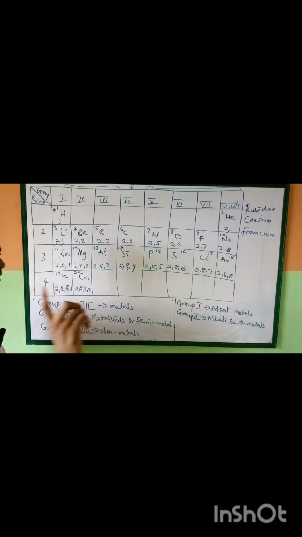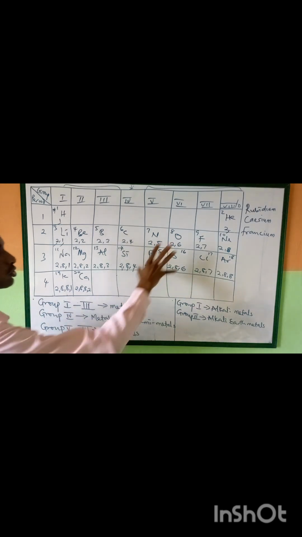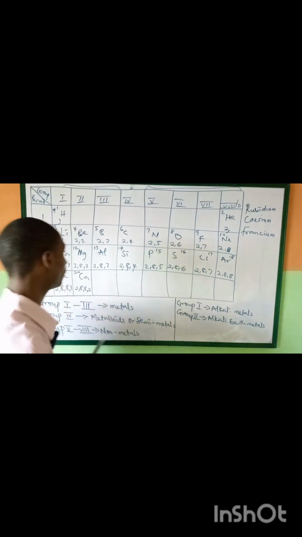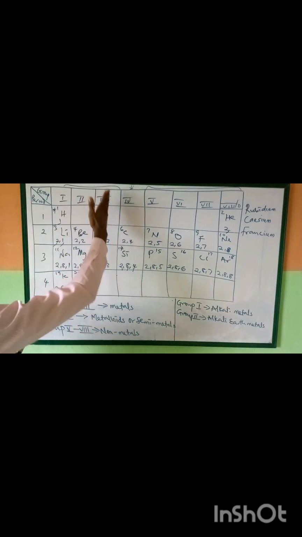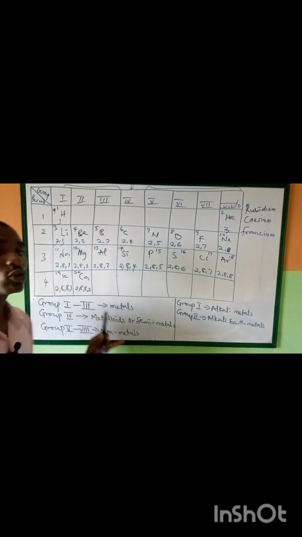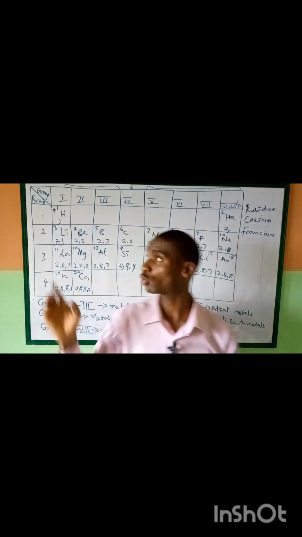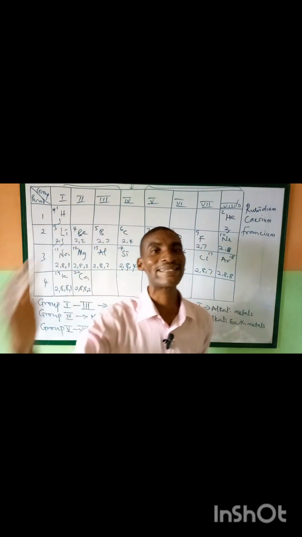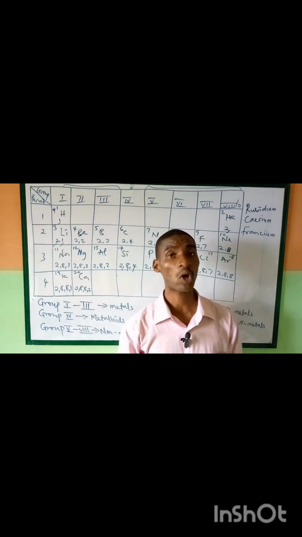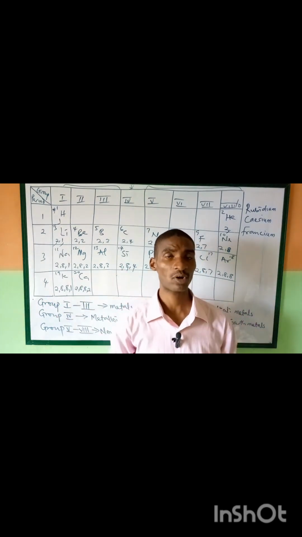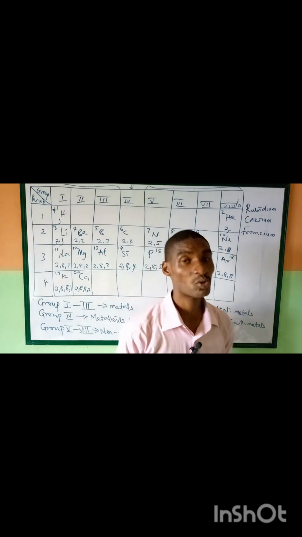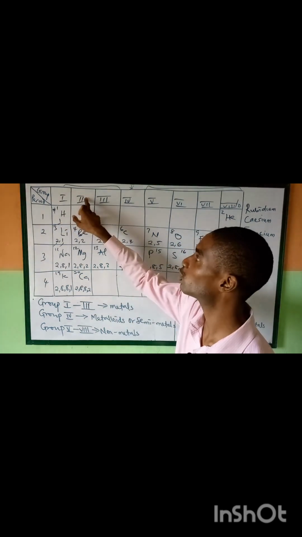Now, let me say this before I go to the non-metals. If you look at the complete periodic table, between group 2 and group 3, there are 10 groups. Those 10 groups are called the D group or the D block. Elements in the D block are also called the transition metals. So they are also metals. They are in between group 2 and 3.